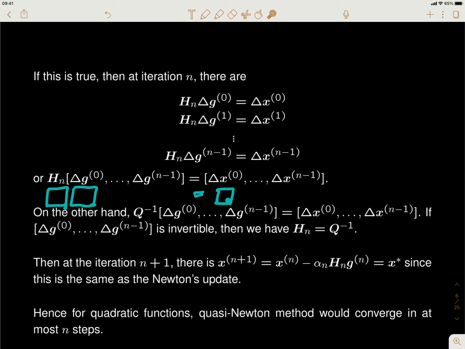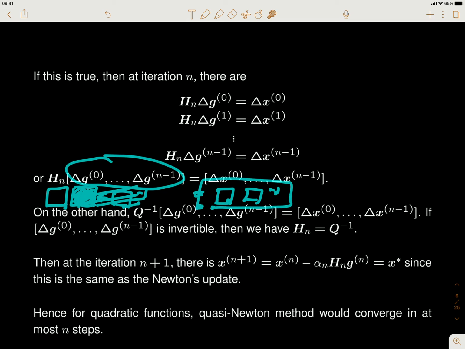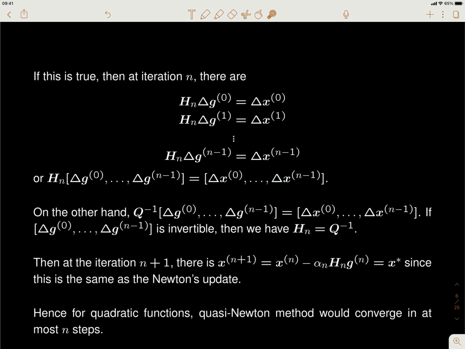And now, assuming that this delta G matrix is invertible, then I can take the inverse. I can multiply the inverse of this matrix on both sides, a right multiplication. So I multiply the inverse of this matrix, and the same inverse I need to multiply to this matrix, and then these two will cancel, and I will just get Hn equals to this. Because on the left I only have the Hn, and on the right I have this matrix. So that is what happens for Hn.